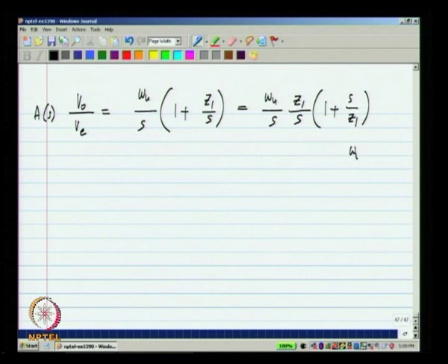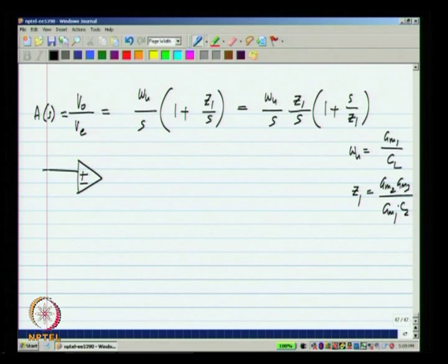I know that omega u is GM1 by CL and Z1 is GM2 GM3 by GM1 times C2. Now, let us say I make a unity gain amplifier with this.